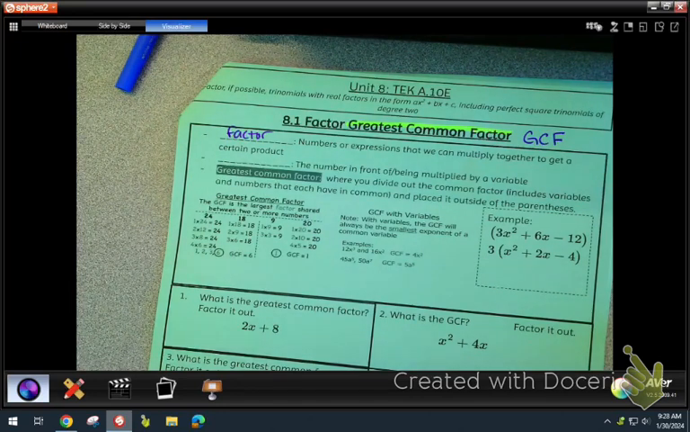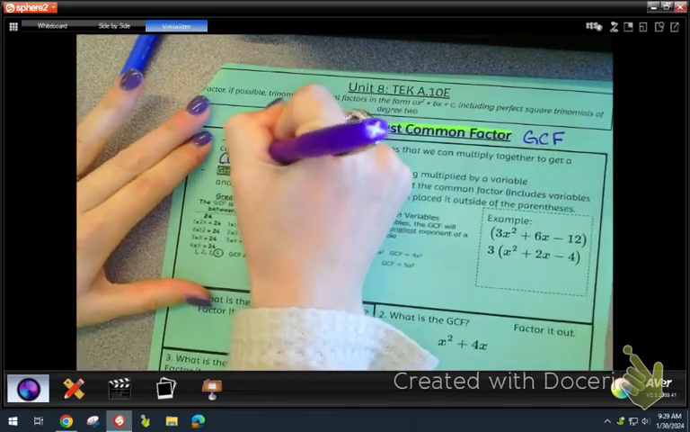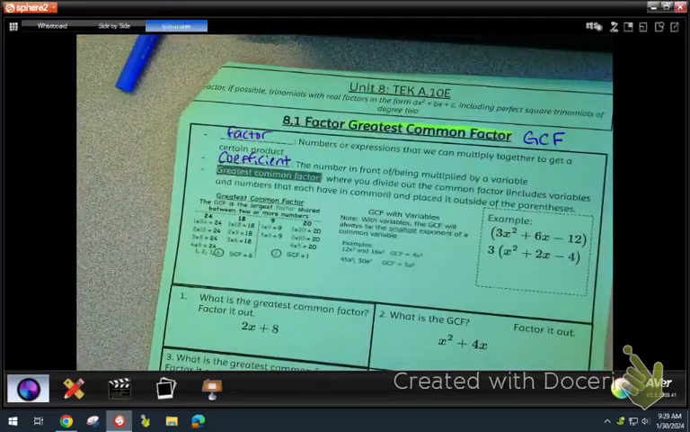The number in front of or being multiplied by a variable, the big number, what's the big number in front of a variable? We've been doing this since day 1. Coefficient. So kind of like in exponents when we would deal with the coefficients first and then we deal with the variables, that's kind of how we're going to approach these GCF problems. We're going to find our coefficient GCF, then we're going to find our variable GCF, and then we're going to do the steps. Okay?